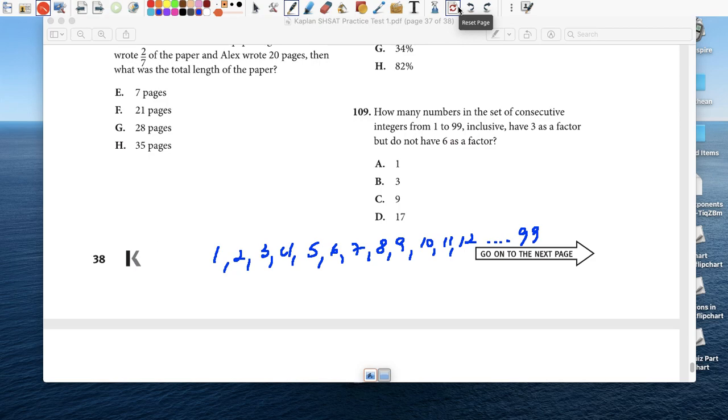It has a 3 as a factor, right? Which means you can divide by 3. So 99 divided by 3. There's 33 numbers divisible by 3 here, okay? But not a factor of 6.